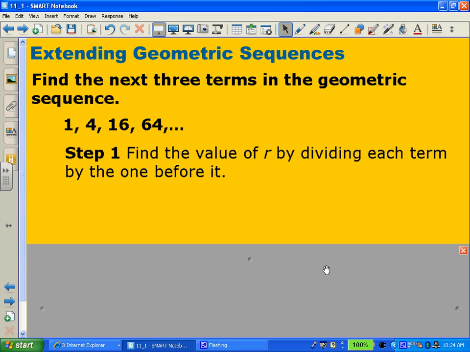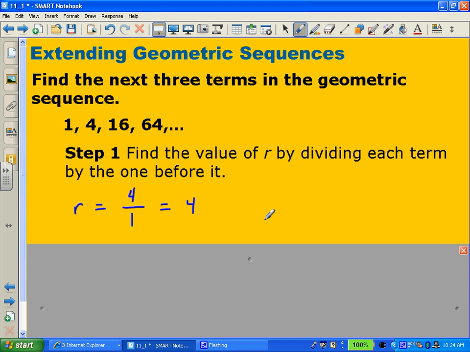So the first type of problem you'll see is just where they give you a geometric sequence and they ask you to find the next three terms. So in order to find the next three terms, you need to know what R is. What's the common ratio of the sequence? To find that, we divide each term by the one before it. So for example, this one, 4 divided by 1, would be 4. So that would be my common ratio.